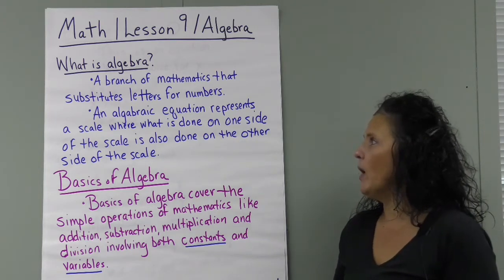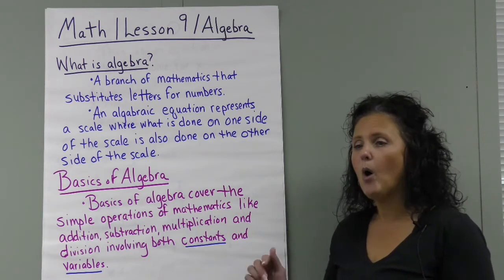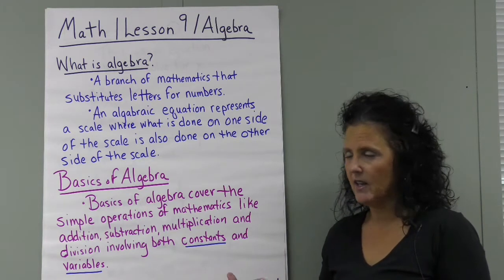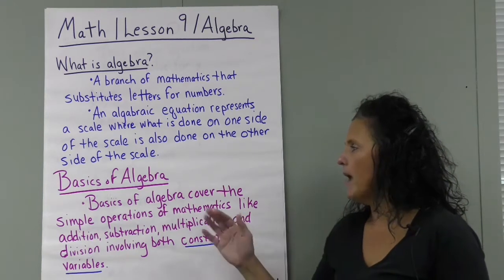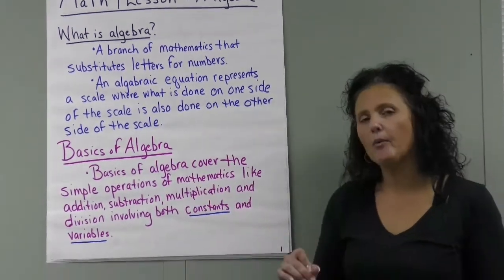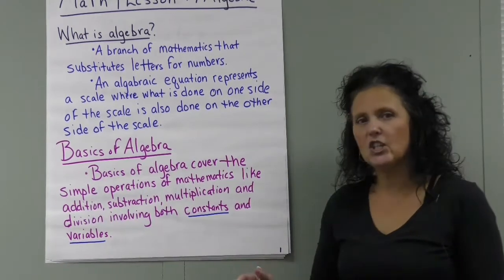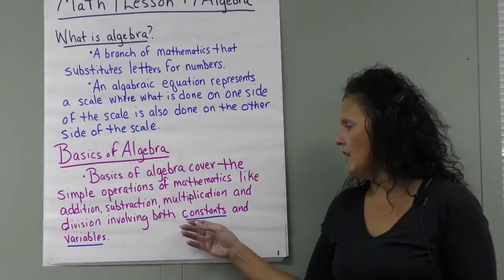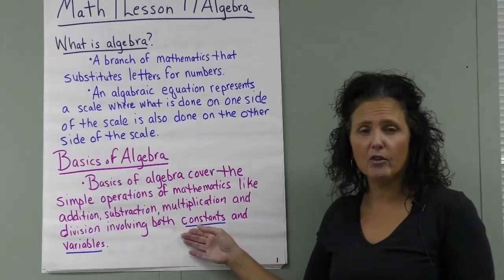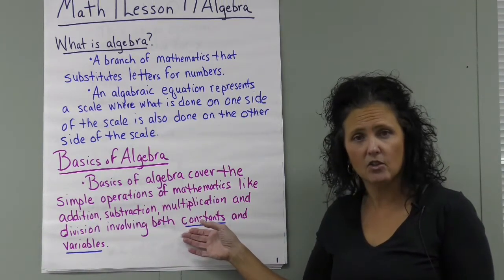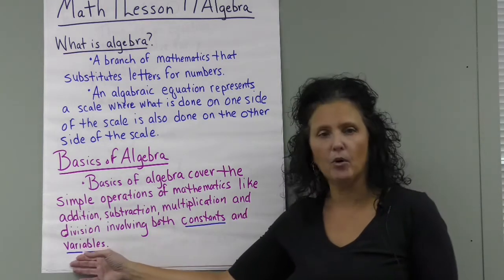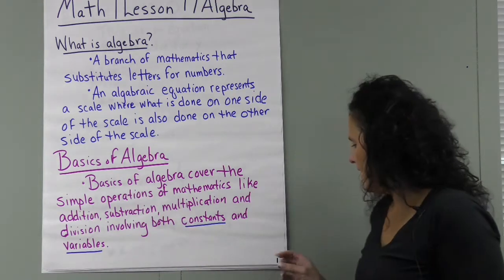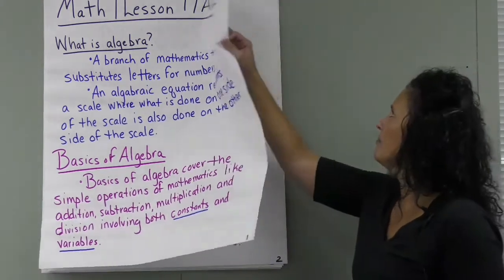And an algebraic equation represents a scale, where what we do to one side of the scale, we also have to do to the other side of the scale. So we're going to look at that. The basics of algebra cover simple operations of mathematics, like addition, subtraction, multiplication, and division. Those involve things that are called constants, which means they never change, right? If something is constant, it doesn't change. And variables, which vary, which means they do change. So we're going to look at things that stay the same and things that change when we look at algebra.